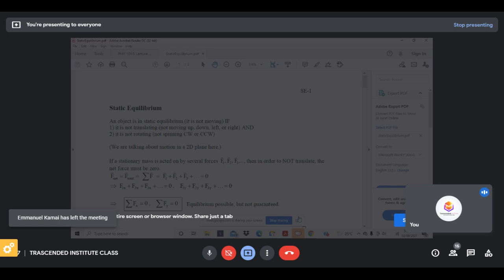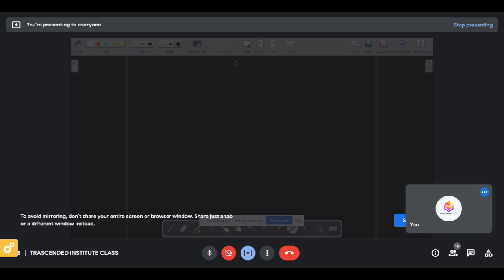We said that these are supposed to be resolved into their components. So the summation of the forces in the x direction is supposed to be equal to 0, and the summation of forces in the y direction is supposed to be equal to 0. We looked at about two examples concerning that. Then we said there is another second condition that is supposed to be satisfied for static equilibrium to exist. Let me try to give you a conceptual test to see if people really understood.